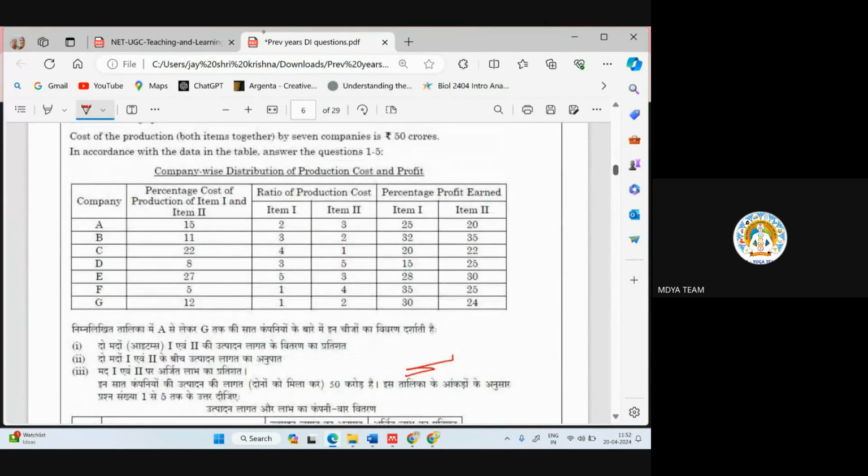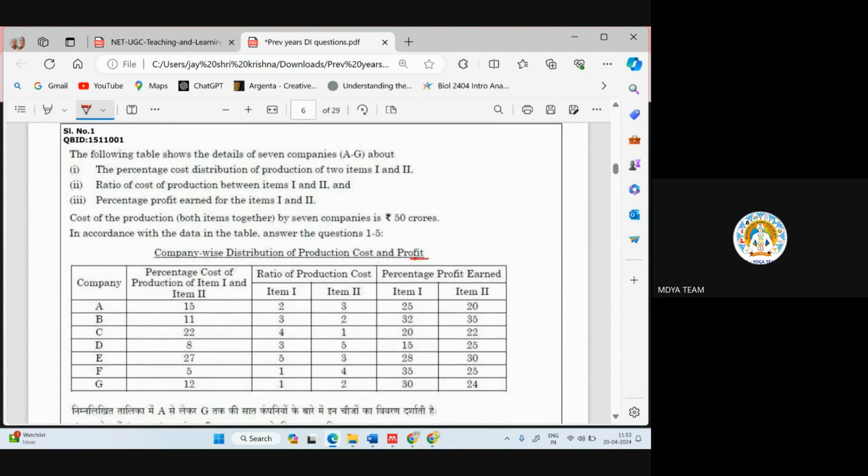This question is also easy, but you need to know a little bit of the formula of profit. Okay, now let's solve this question. First, let's understand this table. So what is this table? Cost of production. Okay, will any one of you try to explain this table?